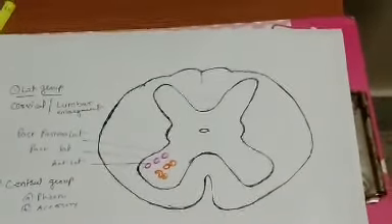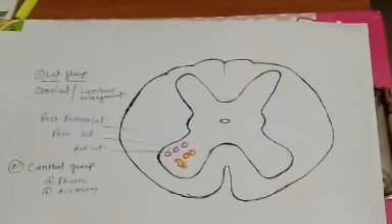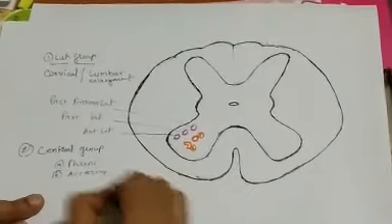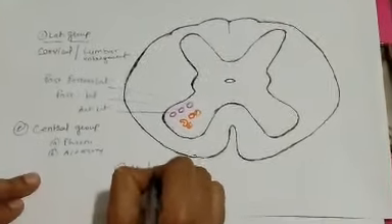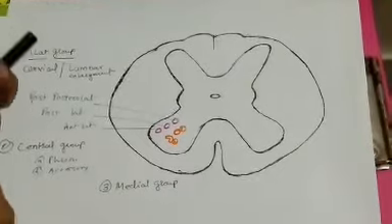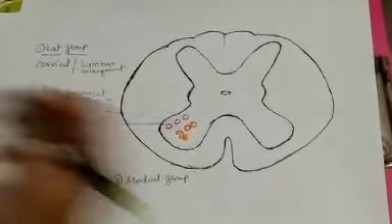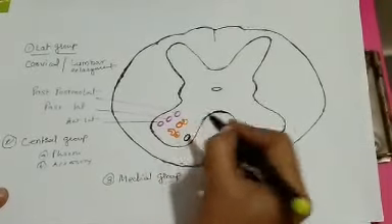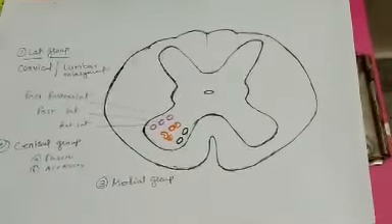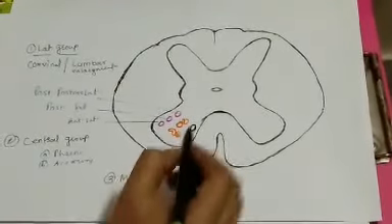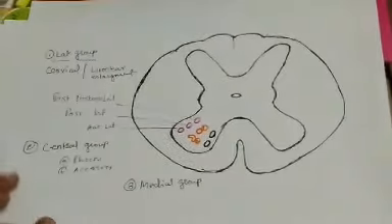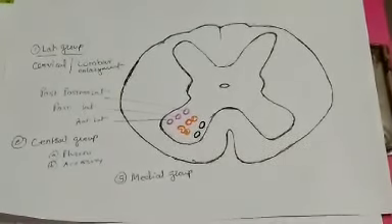Then our third group is medial group, which contains two subgroups, anteromedial and posteromedial. This group is present throughout the spinal cord because it supplies to axial muscles, means muscles of trunk, back and thorax.